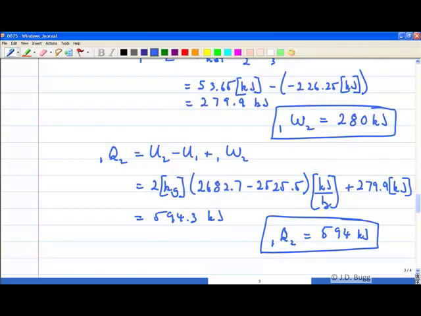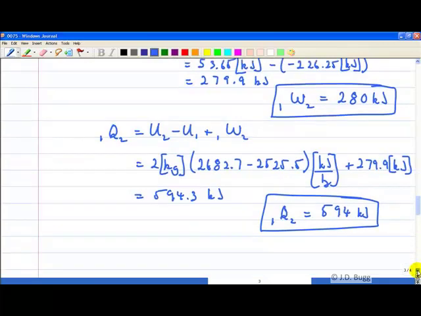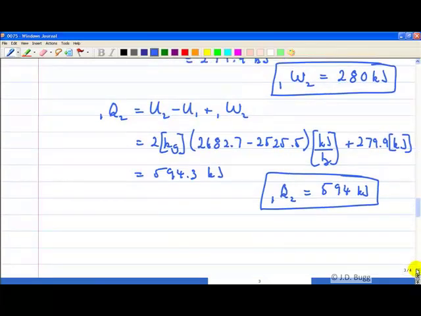And now we found the work and the heat transfer for all 3 of these processes. Notice that there's no rule that says that you need to find them in order. And this is a good example. It may be that you can find the work and heat transfer in the second process more easily and come back to the first one later on. That's certainly the case in this problem.